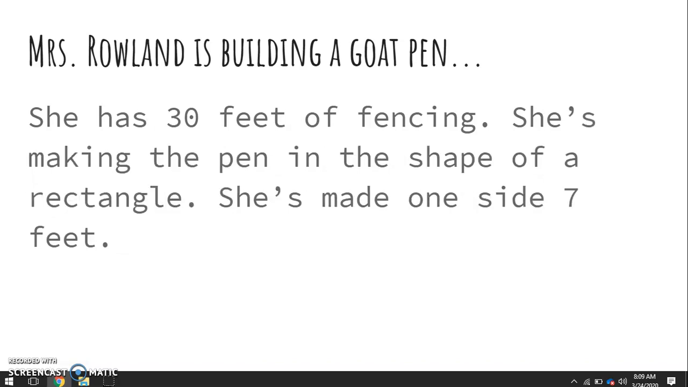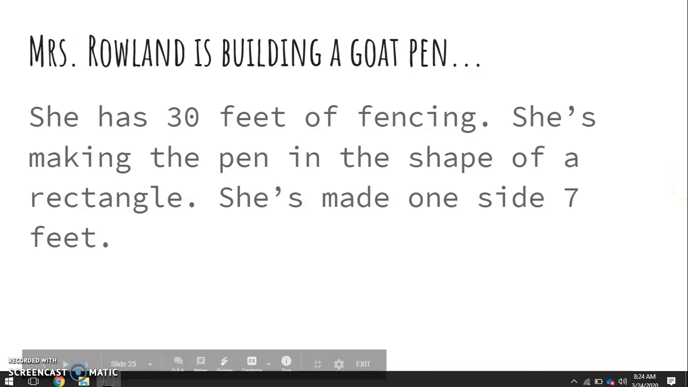Okay, Miss Rowland is building a goat pen. She has 30 feet of fencing, so that's our perimeter. She's making the pen in the shape of a rectangle. She's made one side 7 feet. So now we know that this rectangle, one of the sides is 7 feet. That actually tells us something else too. Doesn't that tell us the opposite side is also 7 feet? I wonder if we have enough information now.